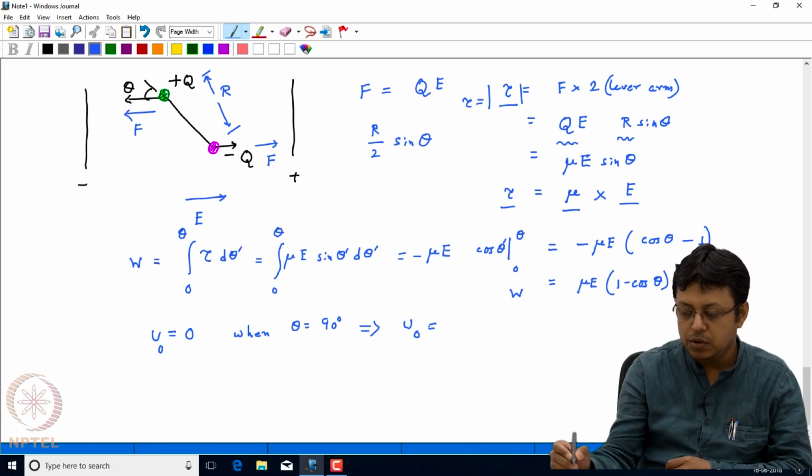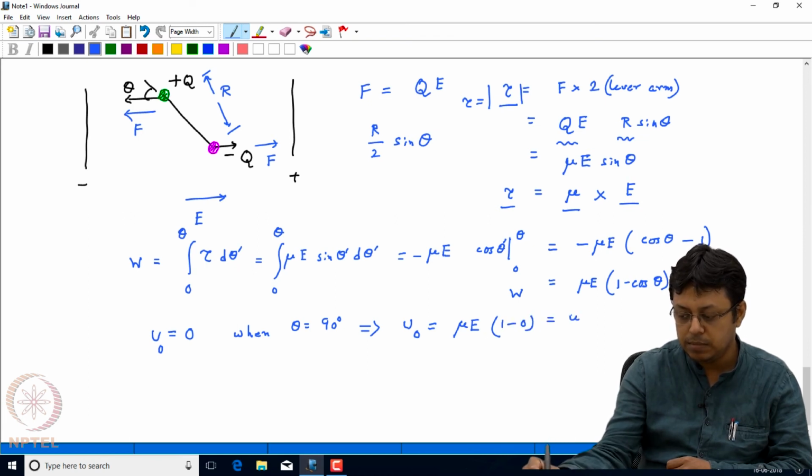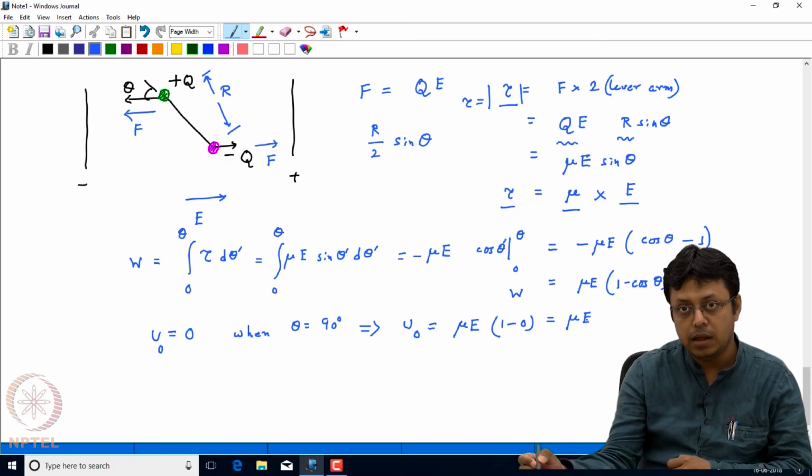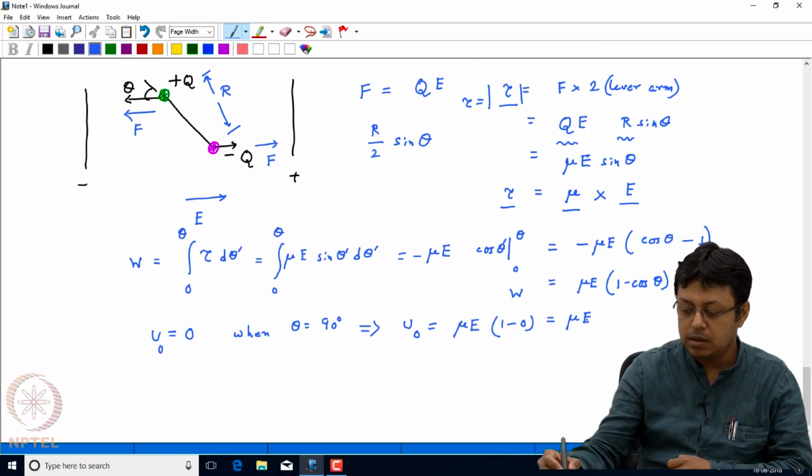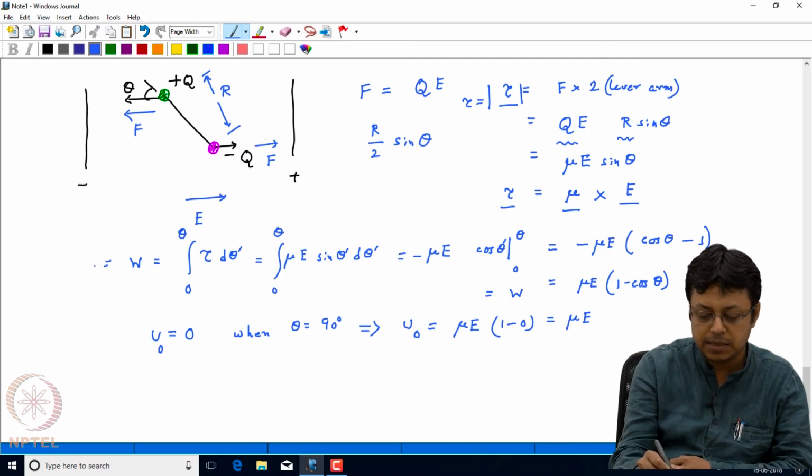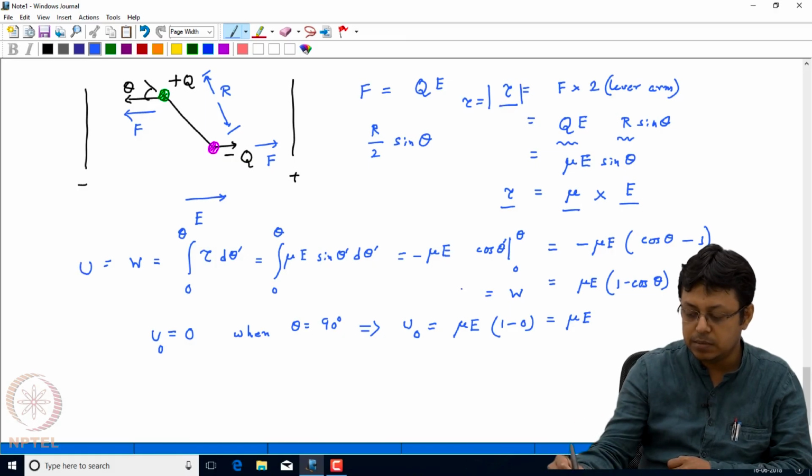So, the u 0 will be nothing but mu e times (1 minus cos theta), when theta is 90 degrees. So, it is 1 minus 0. So, it is nothing but mu e. So, we are taking that to be u. So, what we said is that this work done will be stored as basically the potential energy of the system.